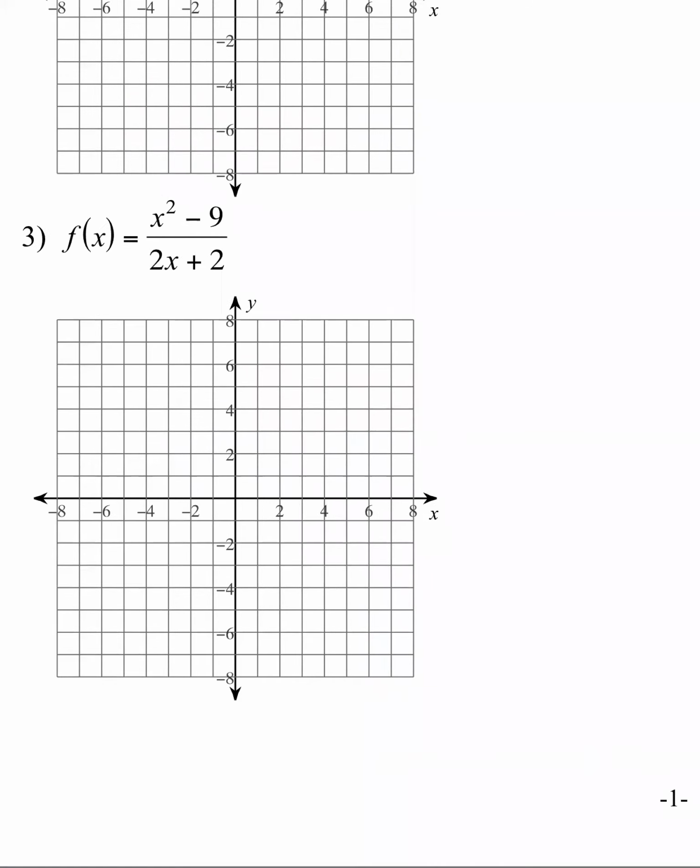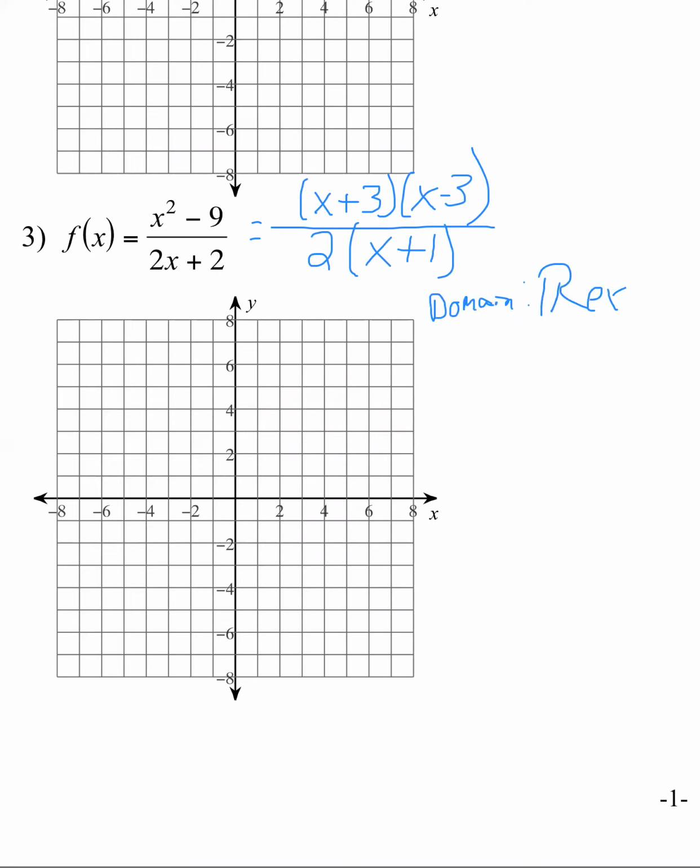Okay, so start off by factoring. The numerator becomes x plus 3, x minus 3. And that denominator, I can take out a 2, and I'm left with x plus 1. Okay, so let's talk domain. All reals except -1.